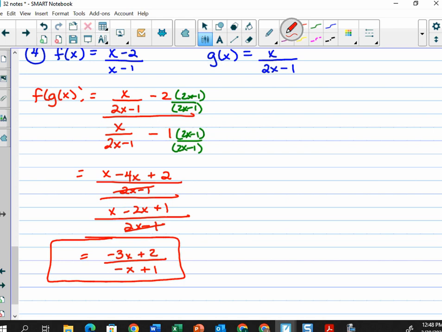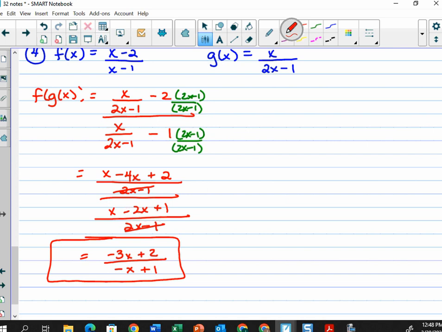Anybody, any part of that that you're like, what the heck is happening? The x minus 2x plus 1. So right here, this x is this x. And then negative 1 times 2x, that's the negative 2x. And negative 1 times negative 1 is this. Okay, 1 minus 2 is negative 1. And then plus 1 is 2.